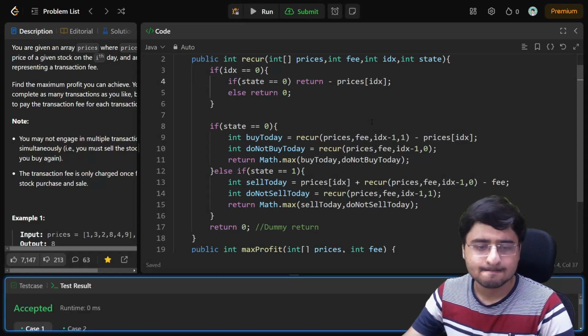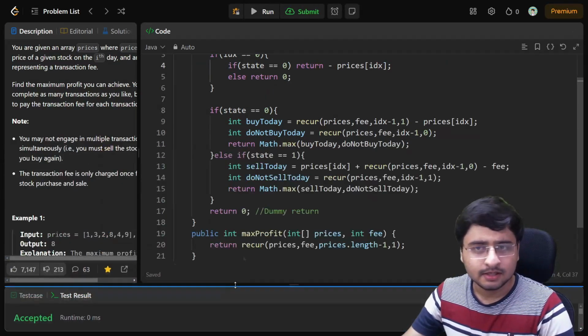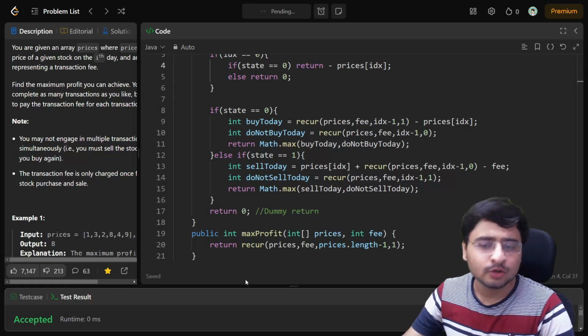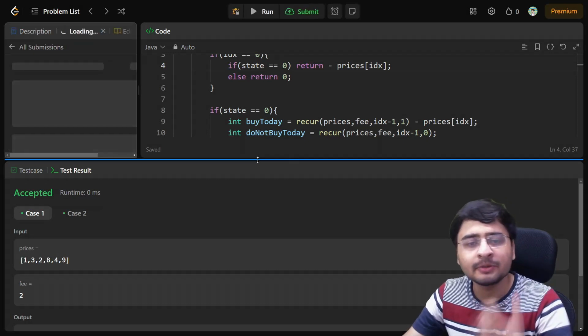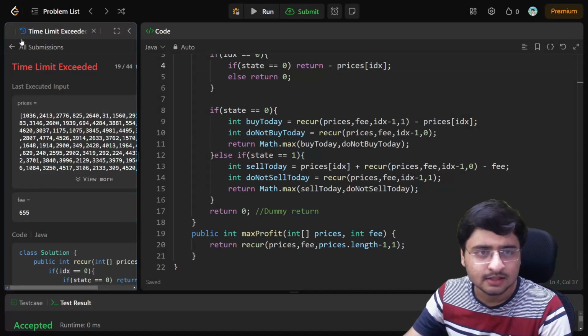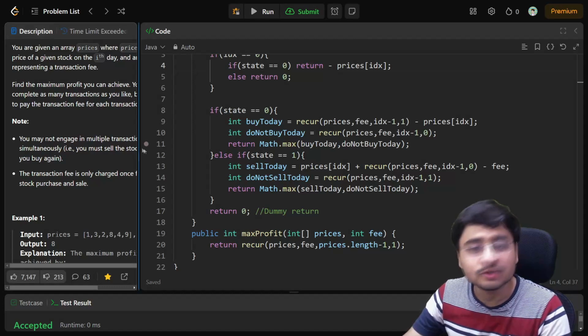Prices of IDX. It's not I, it's IDX. Right. Accepted. But if I submit this, it is going to throw a time limit exceeded, right? Because it is not the optimized approach. We are doing a lot of repetitive work here, so we are going to use dynamic programming to reduce that repetitive work.